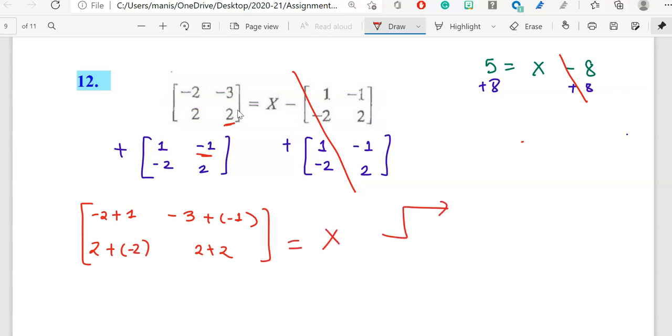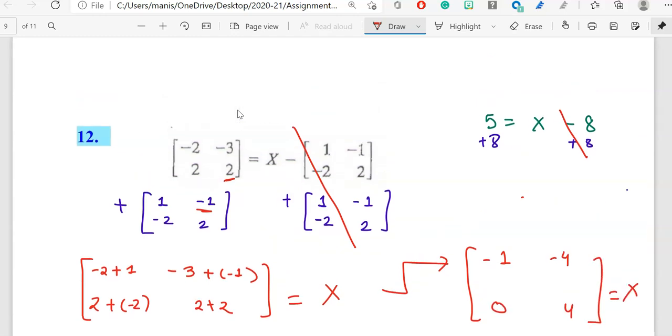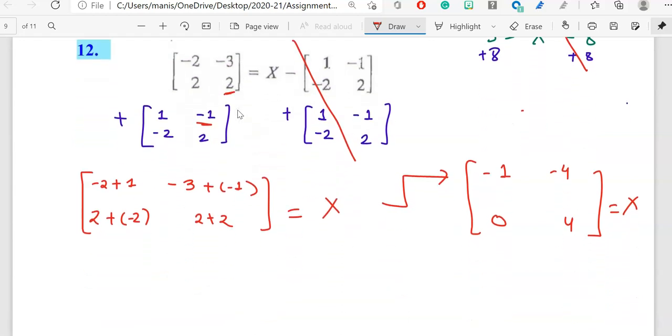Let's proceed and write the final answer. So this will be negative 1. Plus, and this, nothing happens. It's your negative 4. That's your 0 and this is your 4. And this is the value of what? X. This is the value of x. Let me rewrite this over here properly. So this is the value of x.